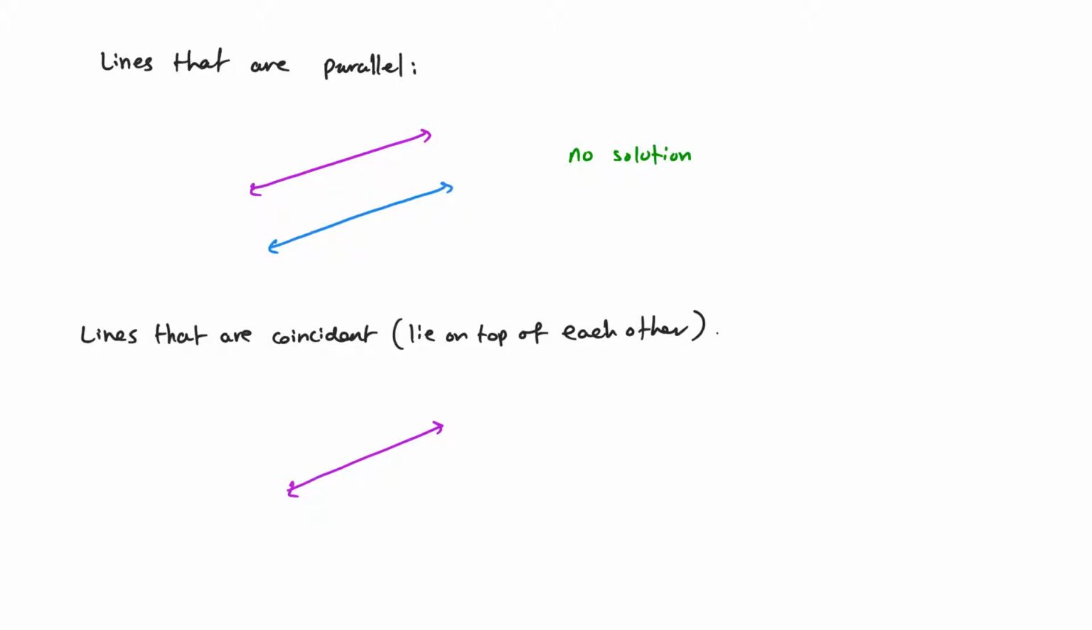You can say that they have a zero solution, but that might mean that they have a solution at 0, 0, so it's best to word it as no solution. If two lines are coincident, that means that they lie on top of each other.